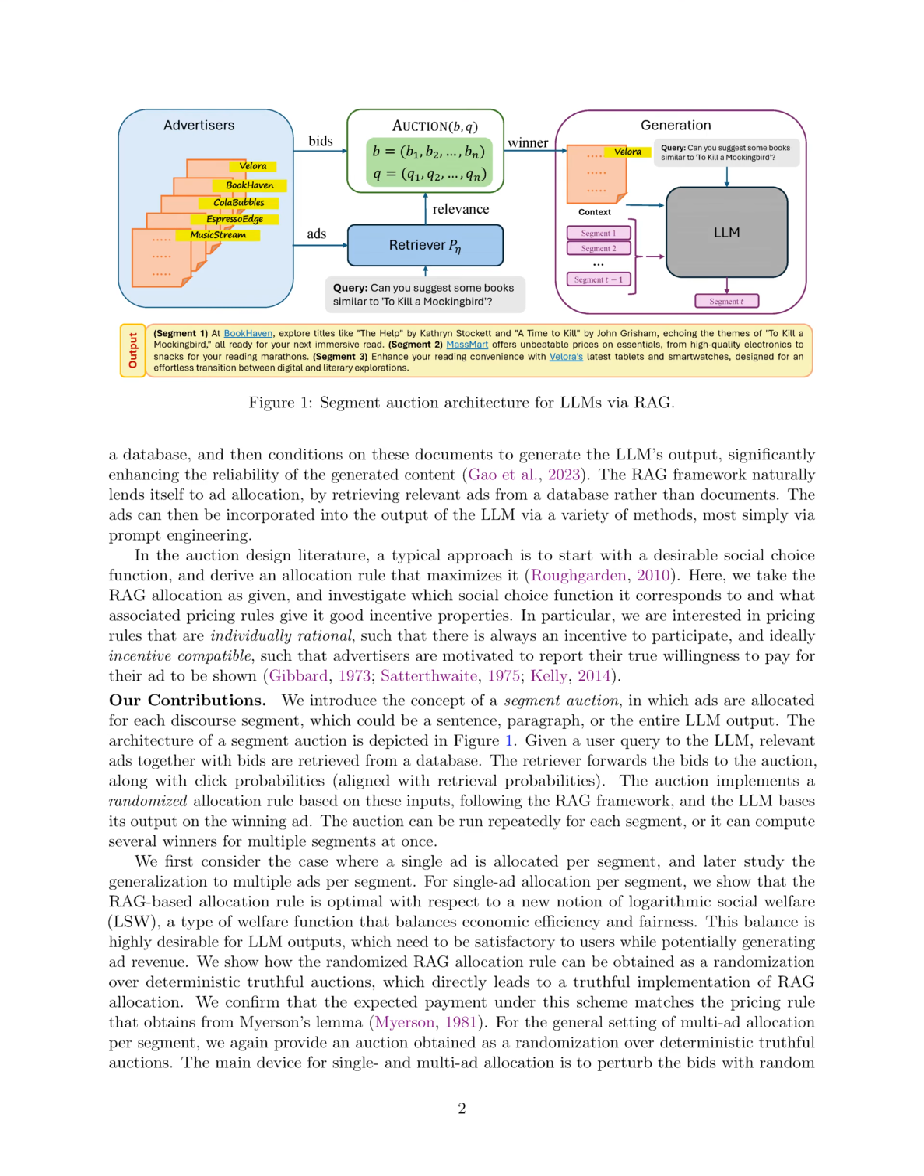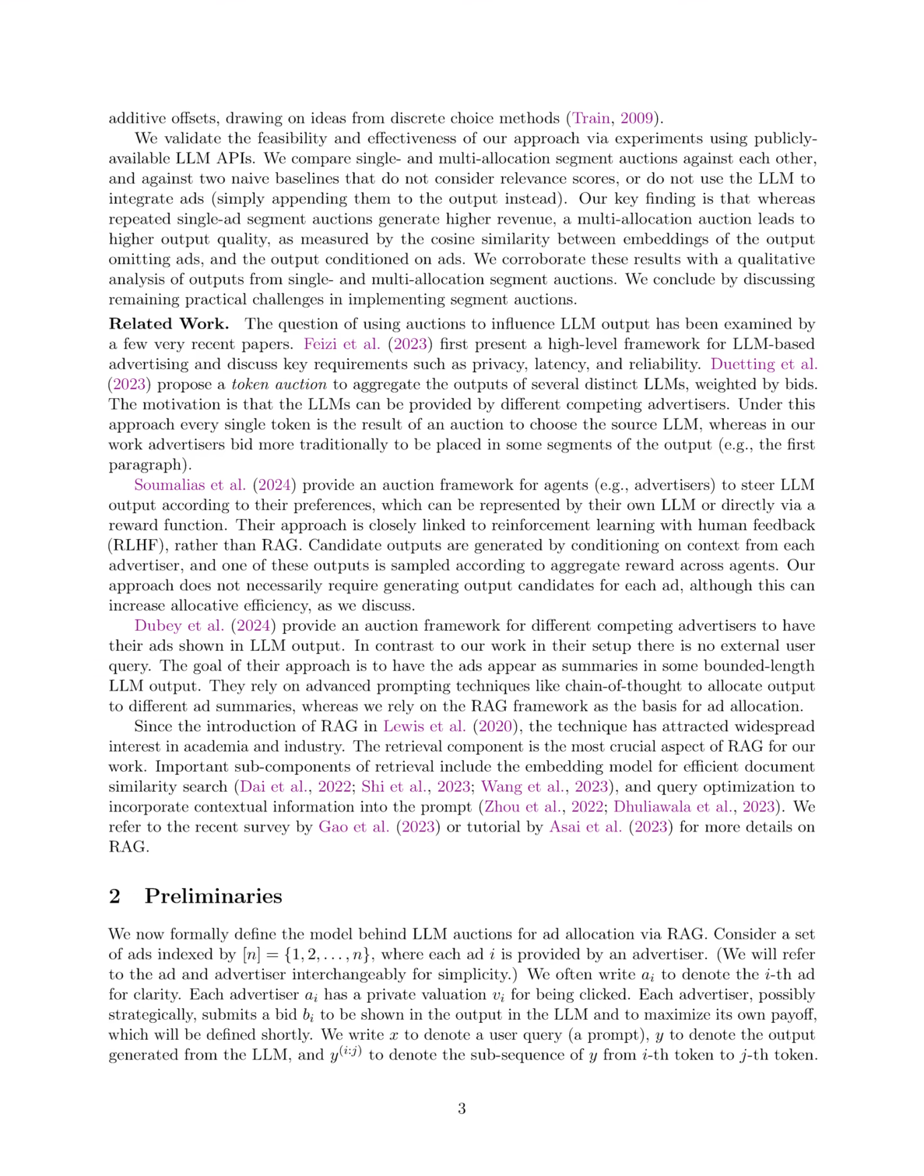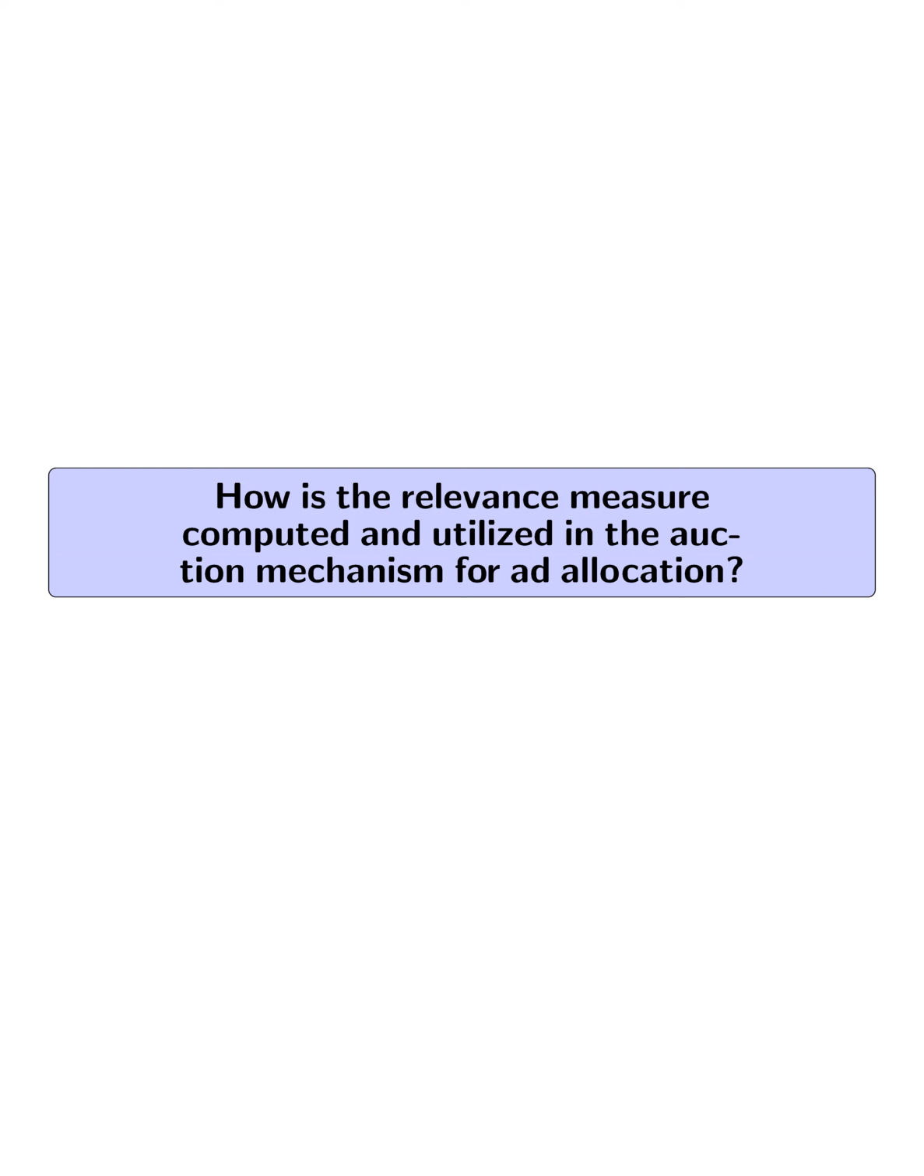The theoretical analysis confirms that the segment auction is a randomization over truthful auctions, ensuring that advertisers are incentivized to participate truthfully and that the expected payment aligns with pricing rules derived from Myerson's lemma. Overall, the segment auction mechanism offers a robust and efficient way to allocate ads in LLM outputs, optimizing both economic efficiency and user satisfaction. How is the relevance measure computed and utilized in the auction mechanism for ad allocation?